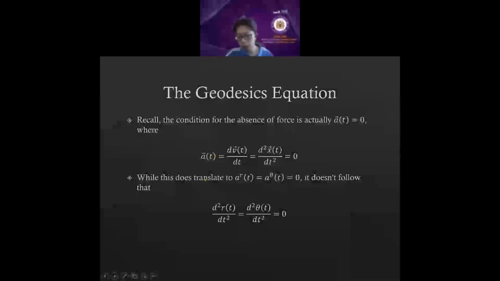While this condition does translate to the components of the acceleration in the r and theta direction being equal to 0, it doesn't actually follow from this condition. It doesn't follow this equation. We don't get this equation from a equals 0. Instead, why is that? The reason is because of the following.